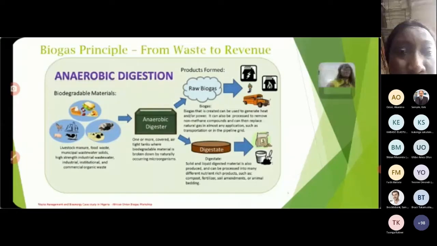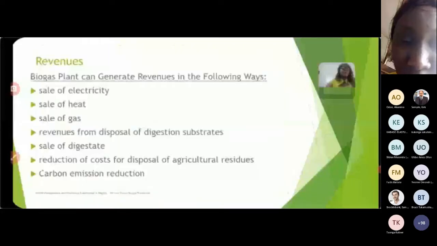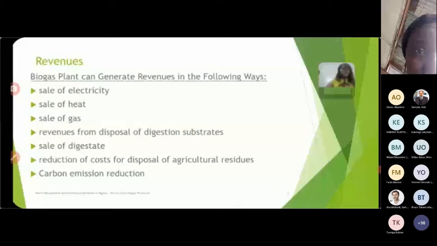The raw biogas can be used for electricity generation. It can be upgraded and used as vehicular fuel. It can also be used for heat generation as well. The digestate can be separated, the solids can be bagged and sold as solid organic fertilizer and the liquid applied on the farm.